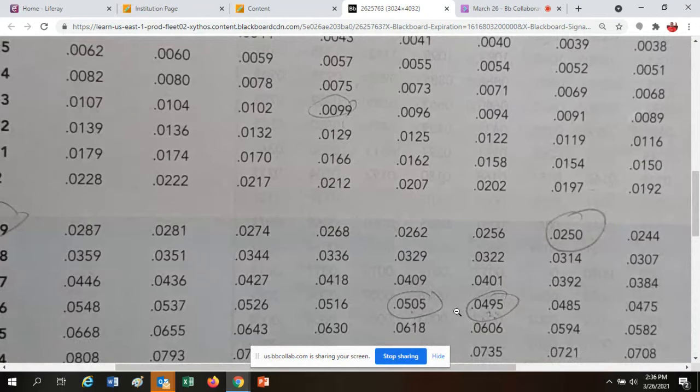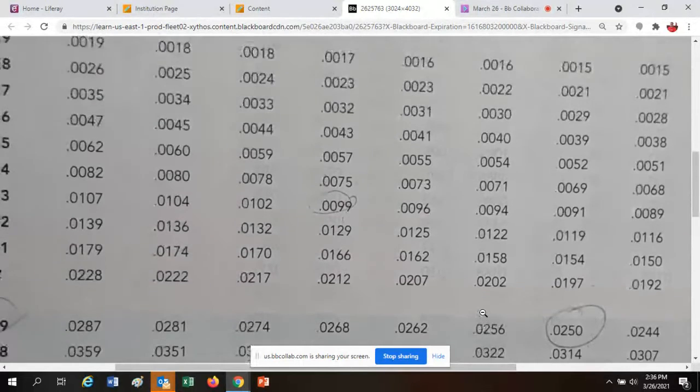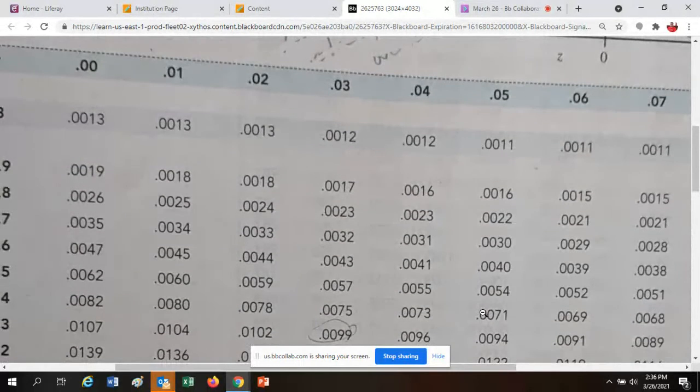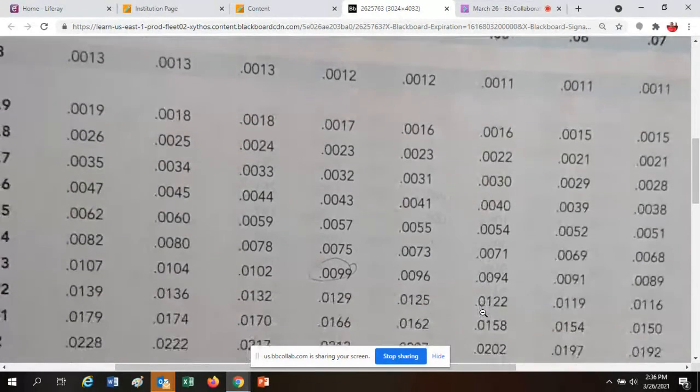The next number we're looking for is right where my pointer is, halfway between those two numbers. Do you guys see my pointer? It's halfway between 0.0505 and 0.495. This number here was minus 1.64. This number is minus 1.65. So what's halfway between 1.64 and 1.65? It's 1.645.